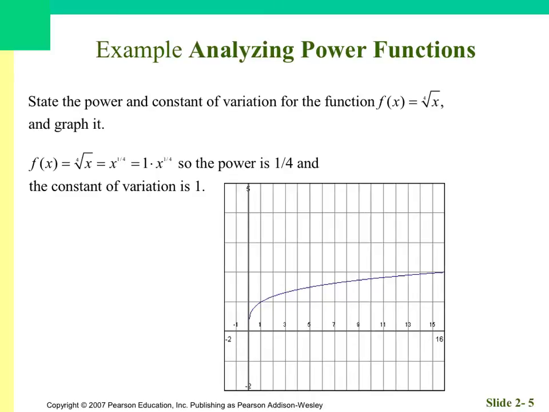So real quick, tell me what is the power and the constant of variation. So hopefully you said that the power was 2 and a constant variation of -3, or of 3. So, alright.